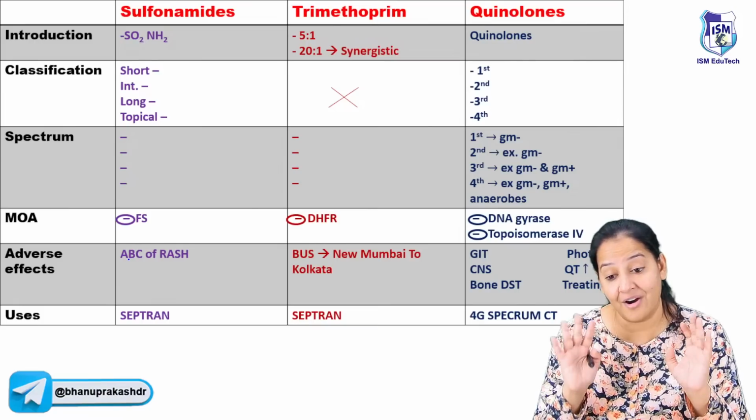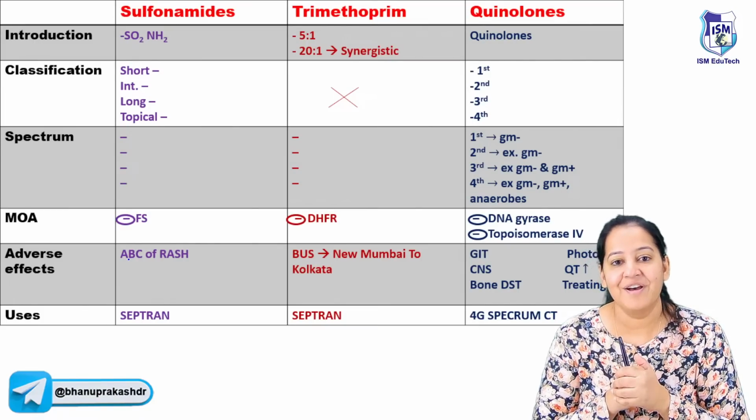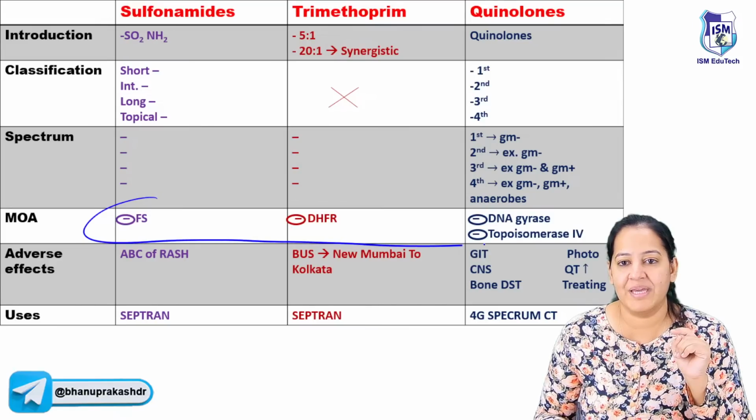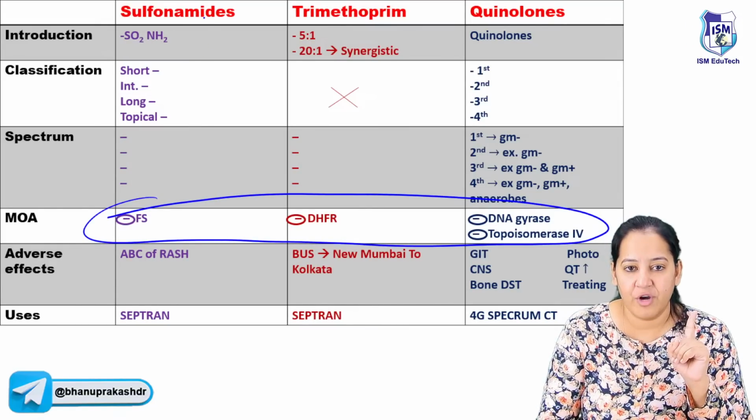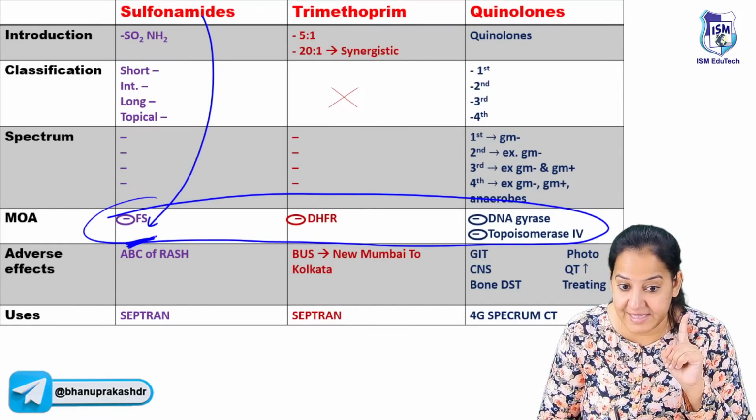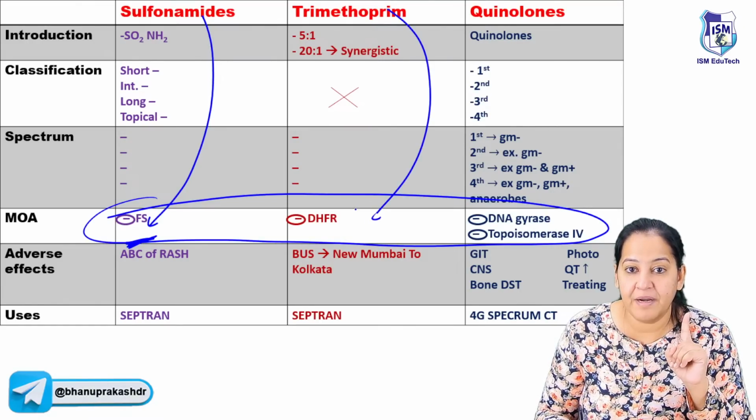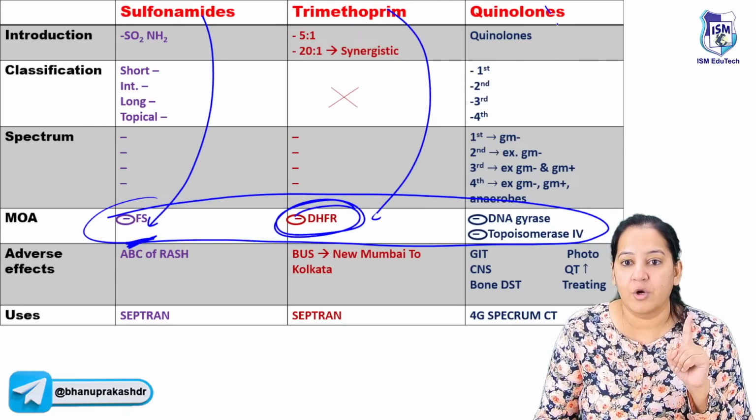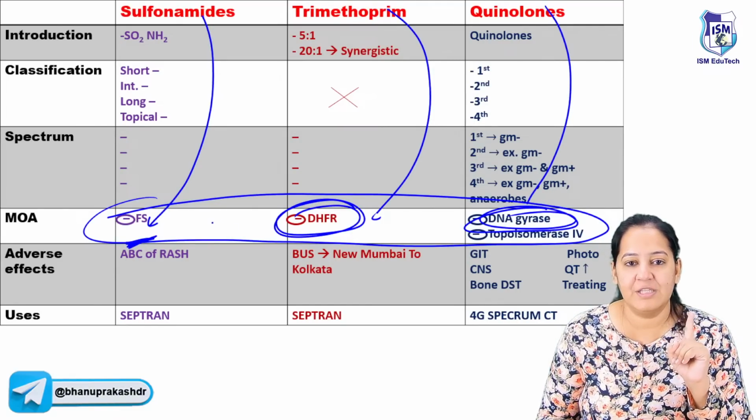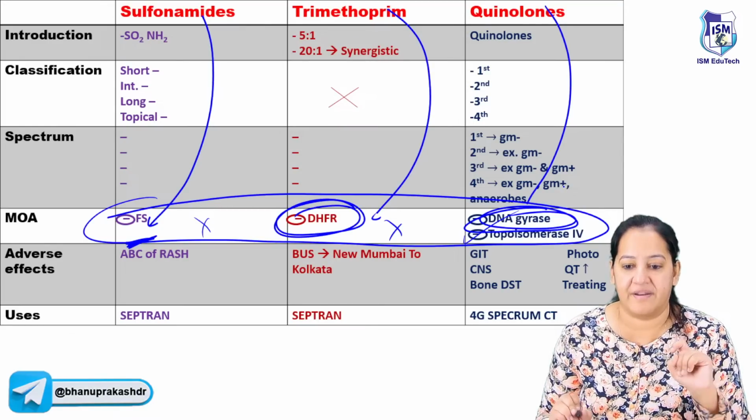So this is the 3rd master table I taught you today. You can see the mechanism of action of all 3. Sulfonamide inhibits folate synthetase enzyme. Trimethoprim inhibits folate reductase enzyme. And quinolones inhibit DNA gyrase enzyme. These 2 are indirect inhibitors. This one is a direct inhibitor.